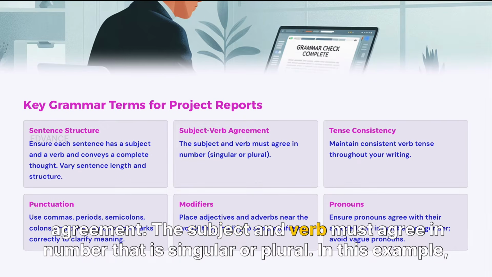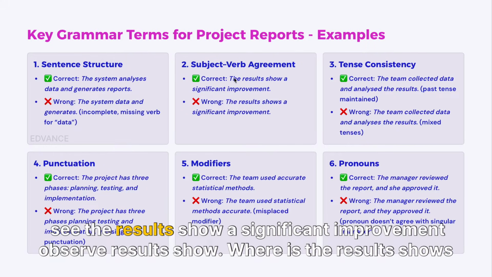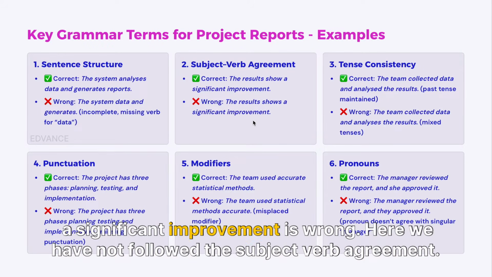The second is to check subject verb agreement. The subject and verb must agree in number, that is singular or plural. In this example, see, the results show a significant improvement. Observe, results show. Whereas the results shows a significant improvement is wrong. Here we have not followed the subject verb agreement.